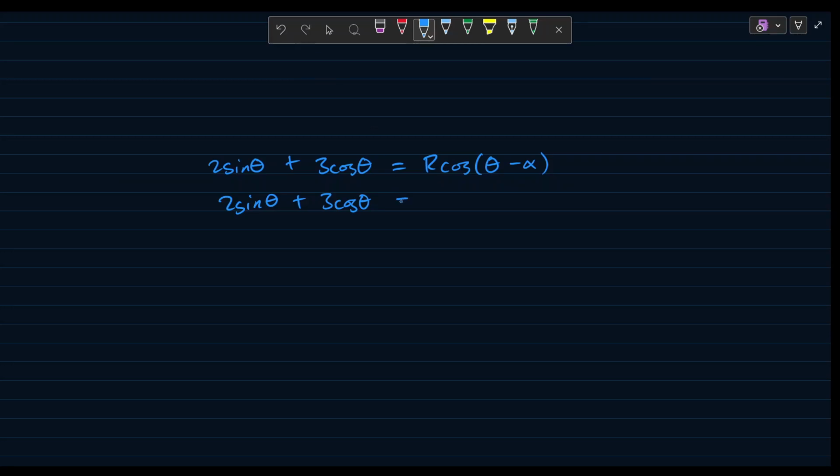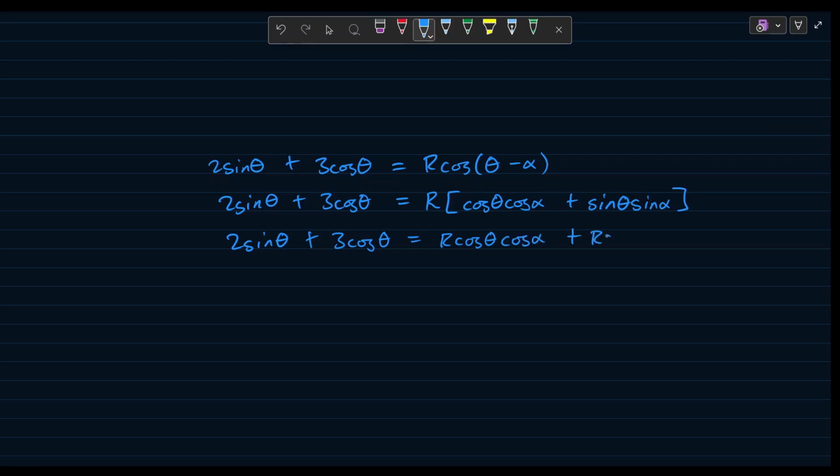And we're going to use the compound angle formula for cos theta to expand this. So this becomes r times cos theta cos alpha. Be careful here, this becomes a positive sign. So sine theta sine alpha. And so if we expand, we've got 2 sine theta plus 3 cos theta is equal to r cos theta cos alpha plus r sine theta sine alpha.